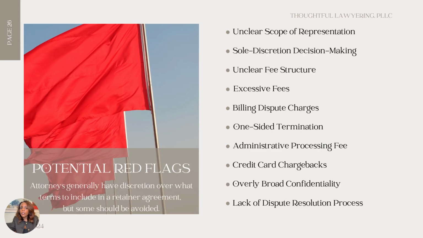Next is an unclear fee structure. Your attorney's fee structure, whether it's hourly or a flat rate, should be clearly stated and agreed upon up front. Any additional fees, like court filing fees, expert witness fees, or other expenses over a certain amount, should require your prior approval. You should also know how often you will be billed, whether it's monthly or quarterly, and ask for detailed invoices. This will help you track your expenses and identify any potential overcharges.